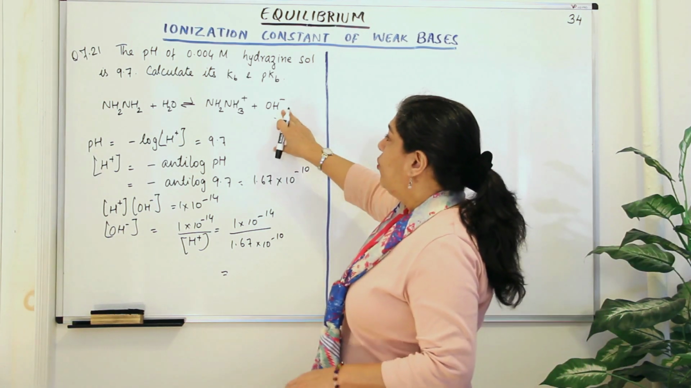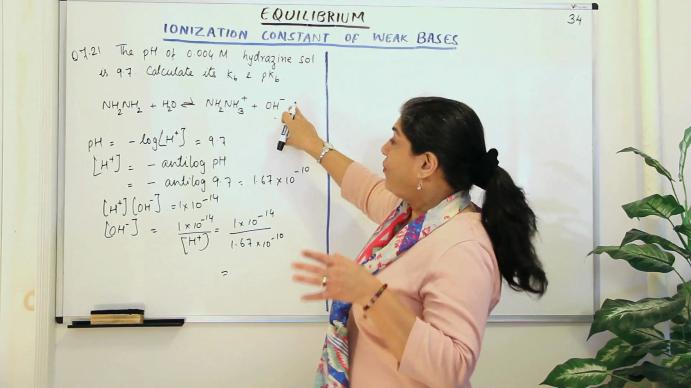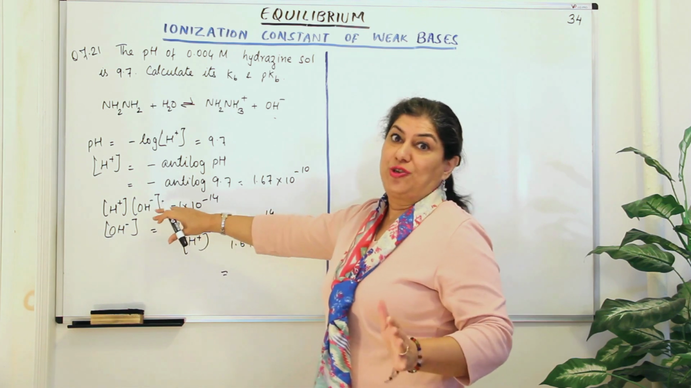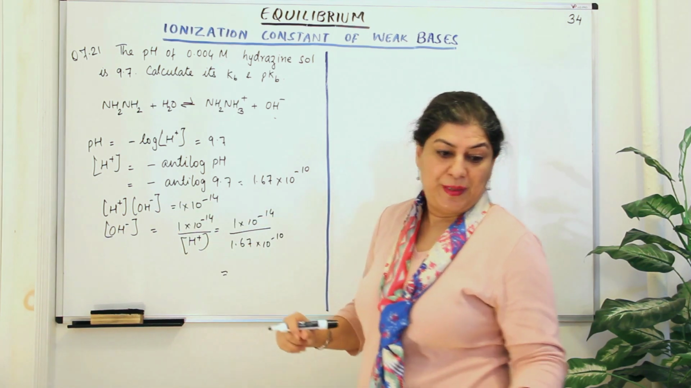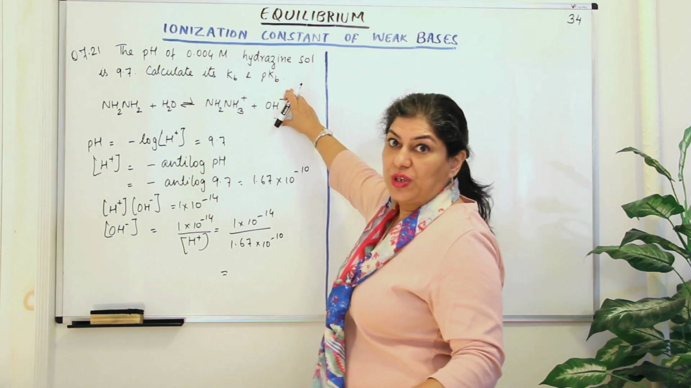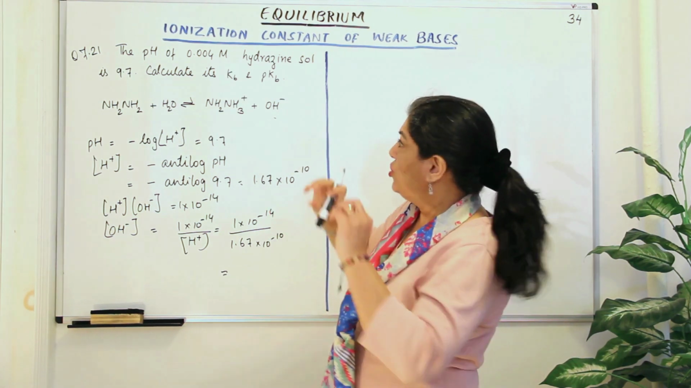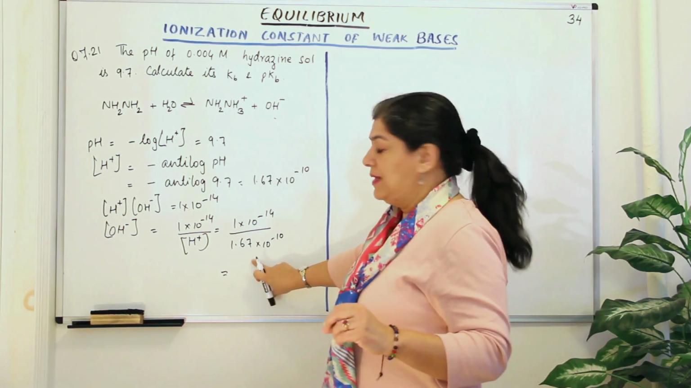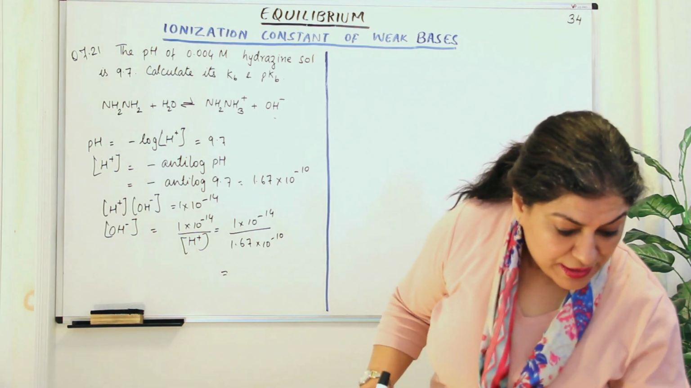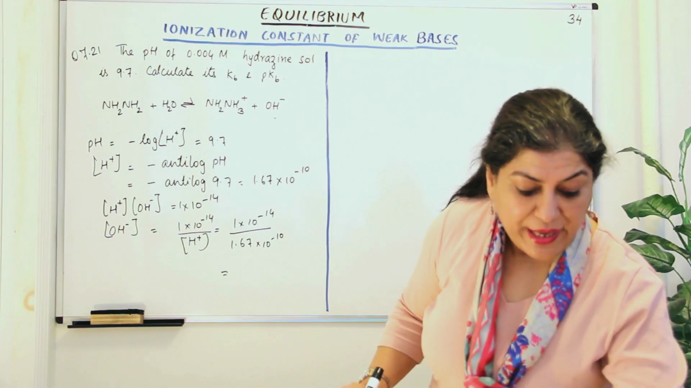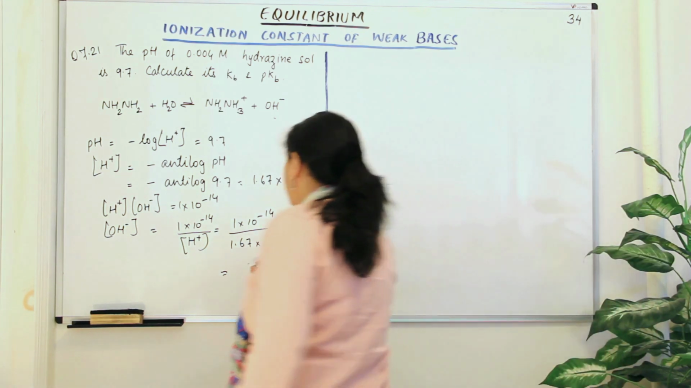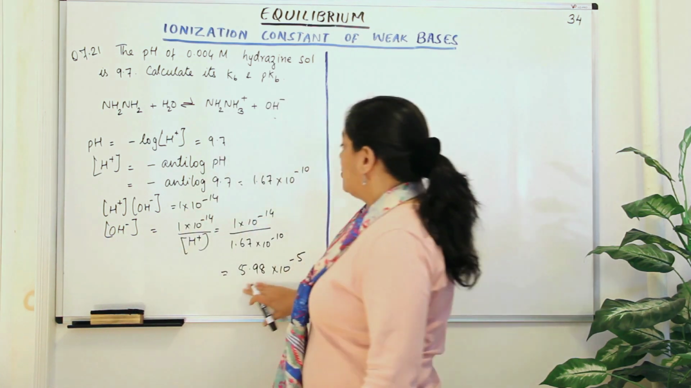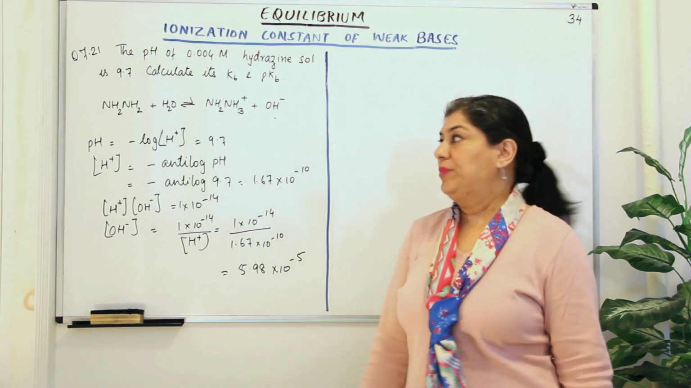Because on the whole, whatever OH negative is present, whether it is from one reaction or both the reactions, the ionic product of water in the solution should be 10 to the power minus 14. So whatever this reaction is contributing and whatever the other reaction is contributing, the total concentration of OH negative at equilibrium would be this. And how much is that? When you calculate it, it comes out to be equal to 5.98 into 10 to the power minus 5. 5.98 into 10 to the power minus 5 is the concentration of OH negative at equilibrium.